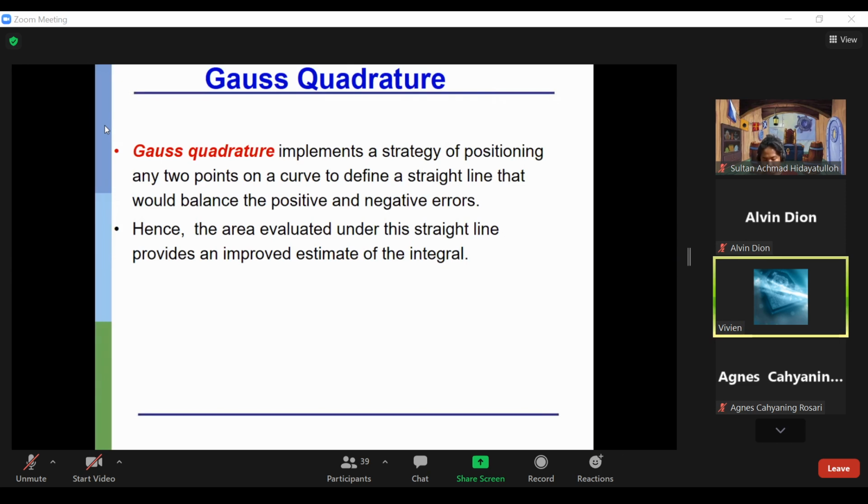Okay, so with Gauss quadrature, we put in new points. We use 2 points on a curve to define a straight line that would balance the positive and negative error, so that the area under the straight line will have a better estimation for the integral. So this is basically still using the trapezoidal rule, but the points that are used are not the points that we use as limits from A to B.